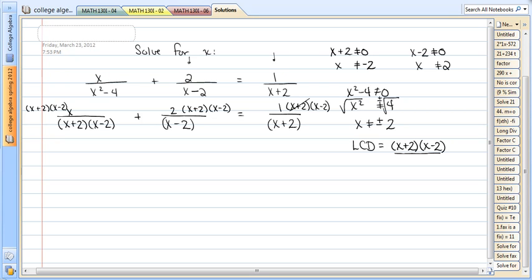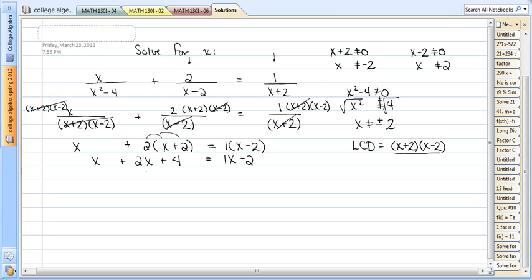So in the last fraction, the x plus 2's go. The middle one, the x minus 2's cancel. And in the first fraction, both the x plus 2 and the x minus 2 cancel, leaving me with only an x in the numerator, plus 2 times x plus 2, equals 1 times x minus 2. Go ahead and distribute to get rid of the parentheses now. And once you get rid of those fractions, the problem becomes relatively easy to solve.